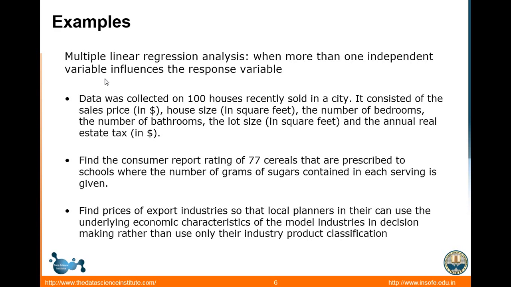And the last example, the third example, is about finding the prices of export industries so that the local planners can use the underlying economic characteristics of the model industries in decision making. So they collect several economic characteristics in order to predict the price of export.